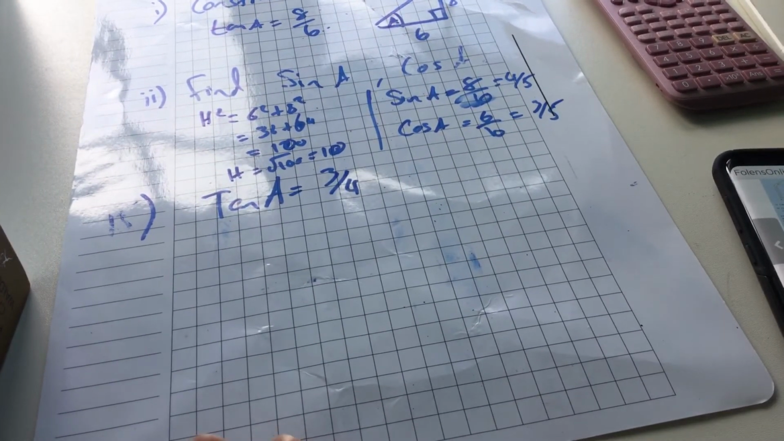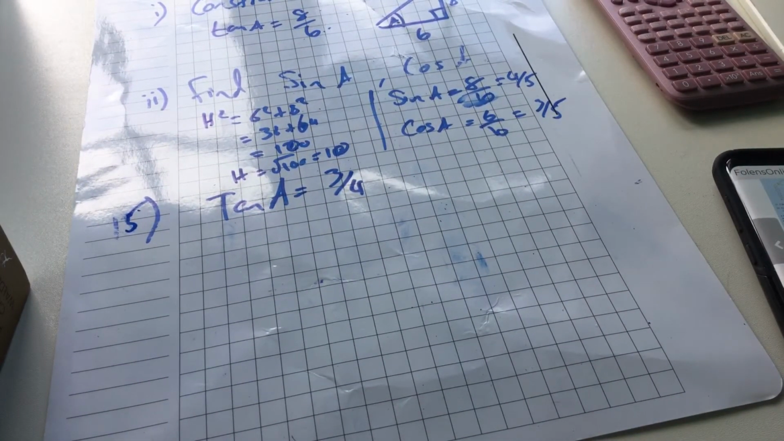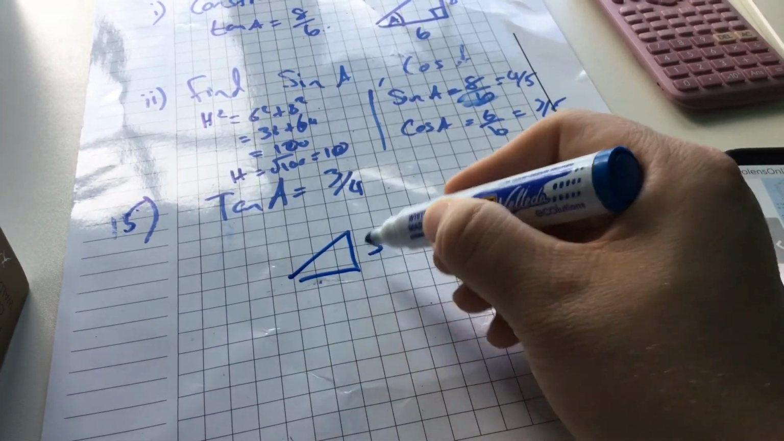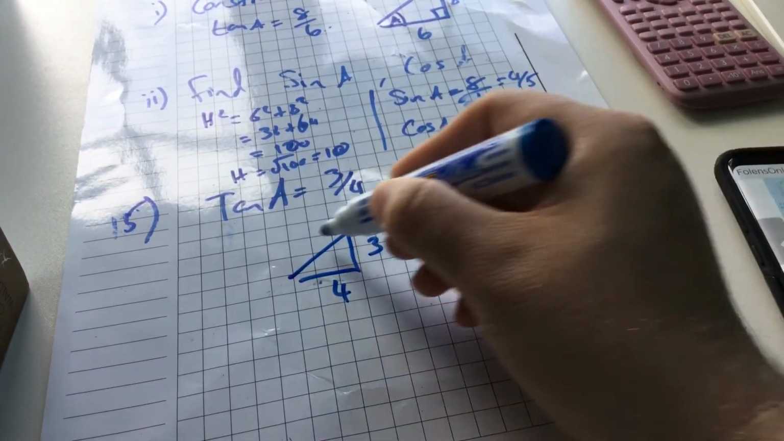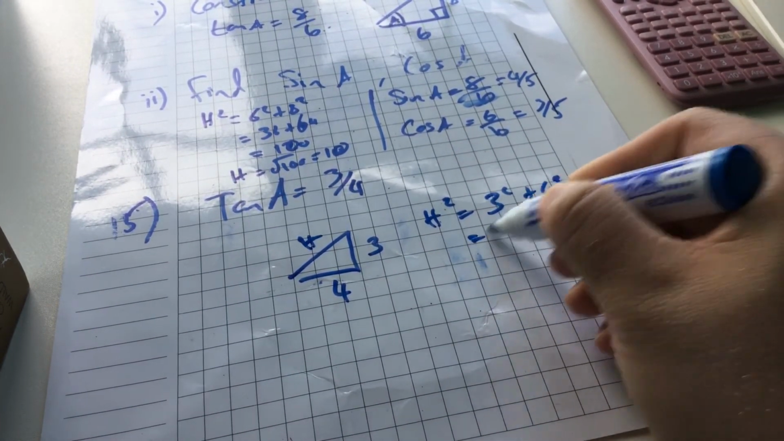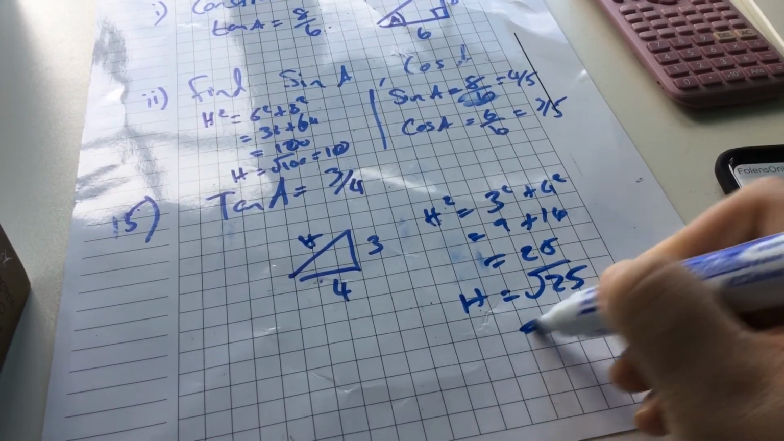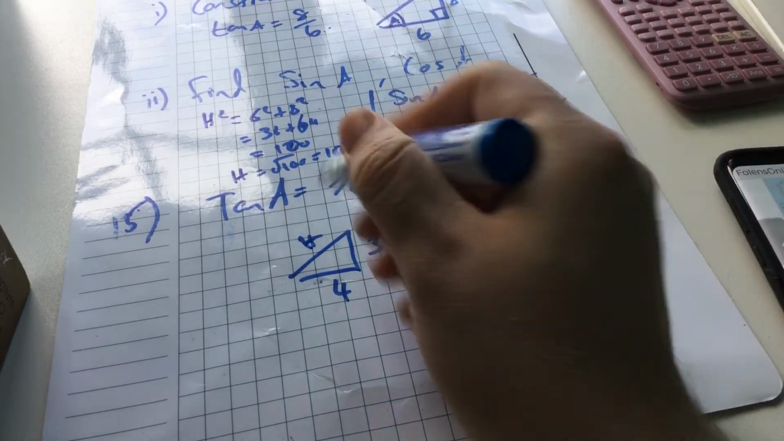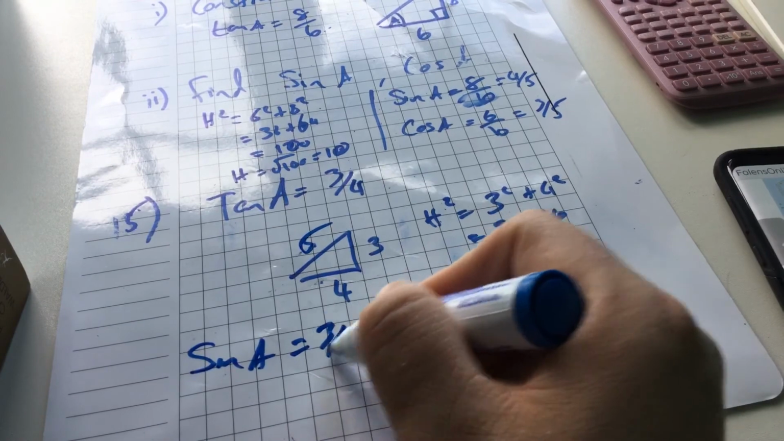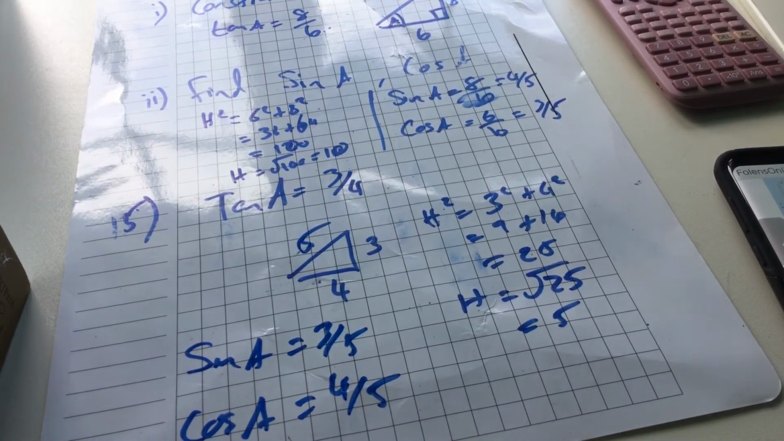Okay, so 15 is the exact same question, so have a go again now with 15 without looking at the video. Pause the video and go and do 15. Okay, but if I construct it, 3, 4, Pythagoras' theorem, 9 plus 16, which is 25, so H is root 25, which is 5. So that's now 5. So sine A is 3 over 5, and cosine A is 4 over 5.